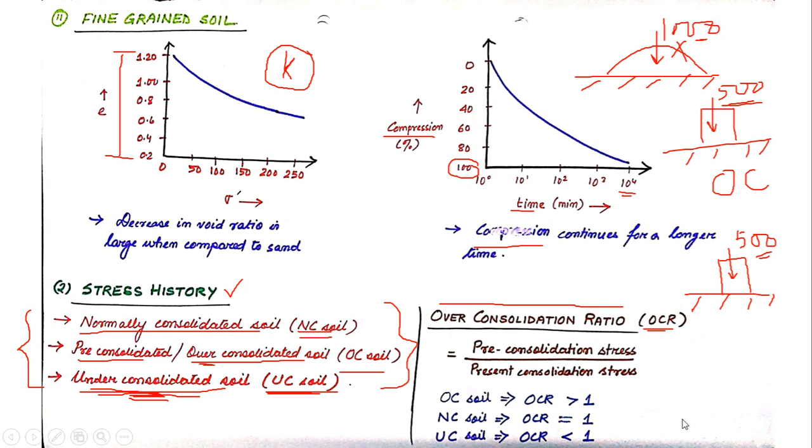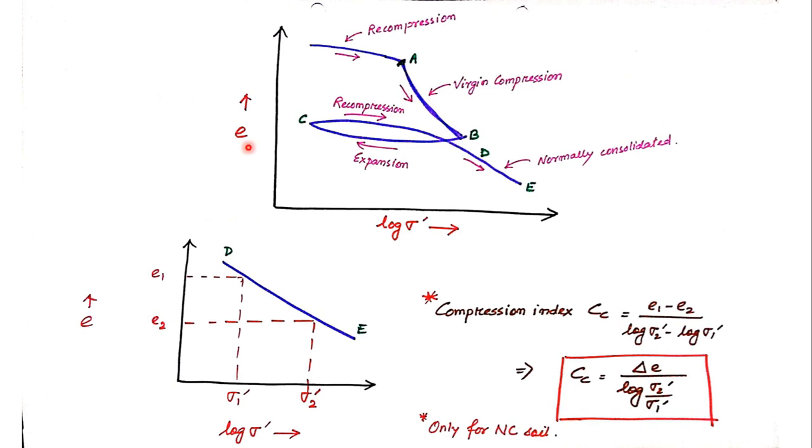Now let us see a curve. Okay. So this curve is between void ratio and effective stress. But effective stress is plotted in a logarithmic scale. So this is actually a semi-log graph where e is along the y-axis and log sigma dash, or effective stress, is along the x-axis. So now observe very carefully.